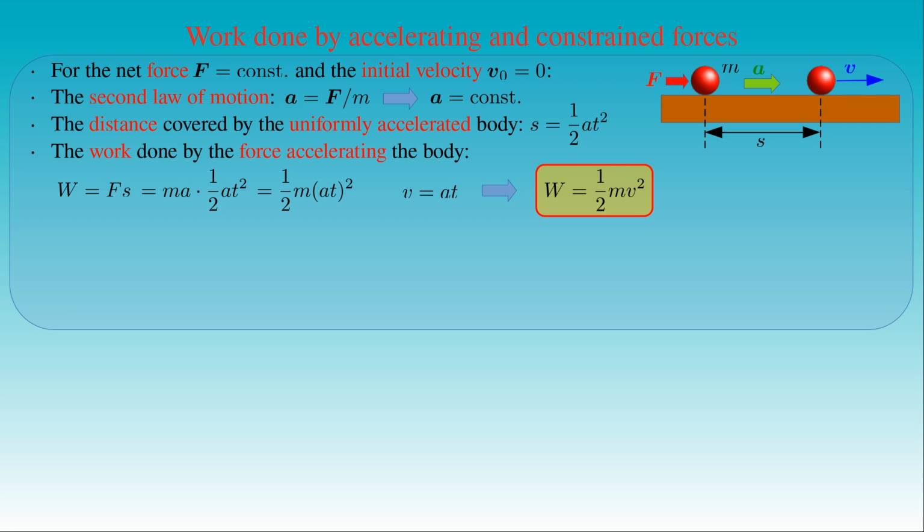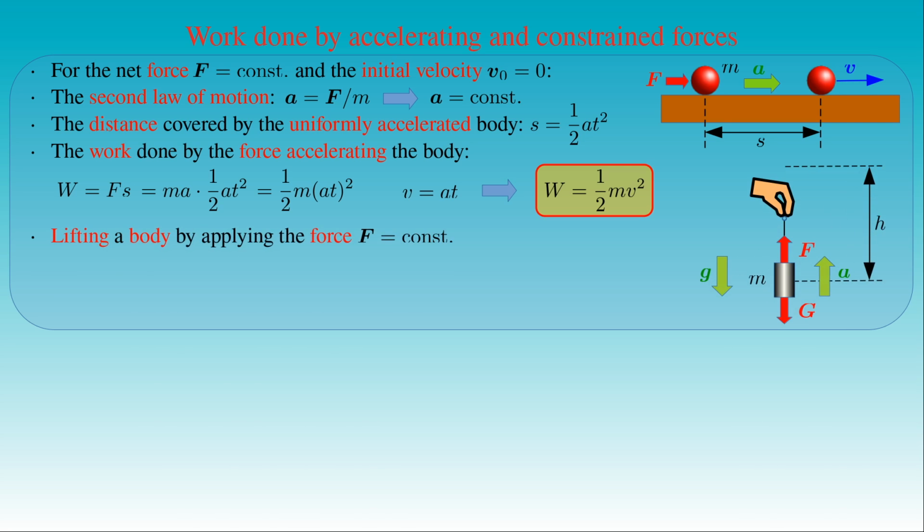We can use this result in the computation of the work done when we lift a body through the height h by applying a constant force F with a magnitude greater than the weight G of the body. The work W done on the body by the force F is equal to the magnitude of the force F times the height h.